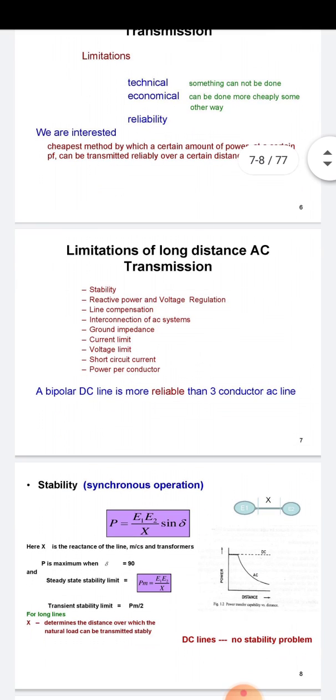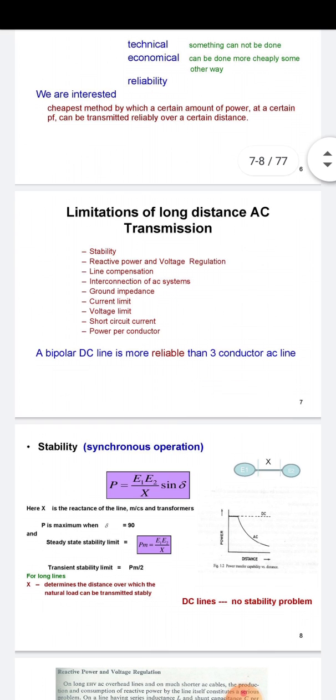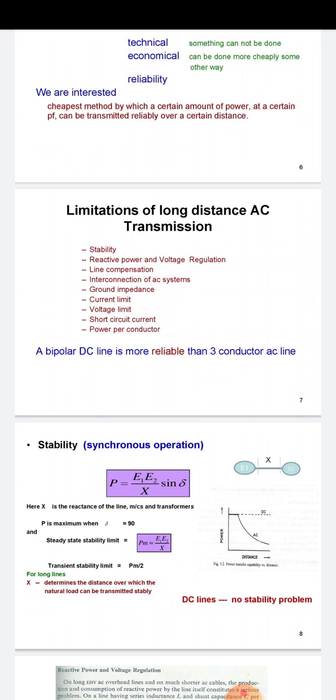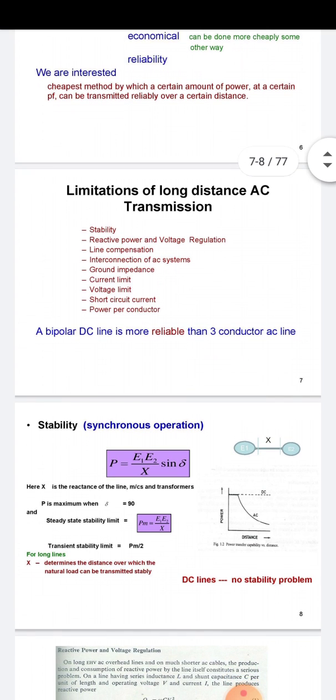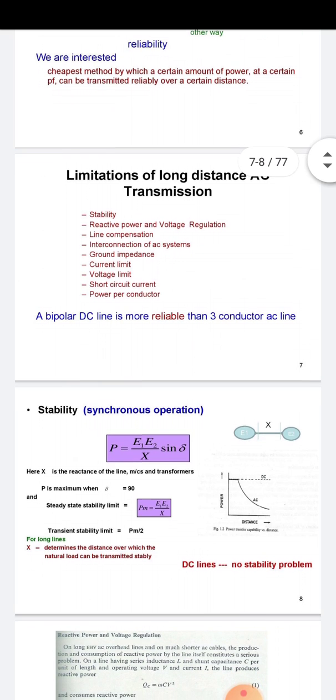So the limitations of long distance AC transmission have some classifications: stability, reactive power and voltage regulation, line compensation, interconnection of AC systems, ground impedance, current limit, voltage limit, short circuit current, power per conductor. So the bipolar DC line is more reliable than a three conductor AC line.